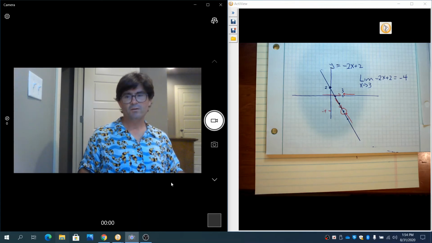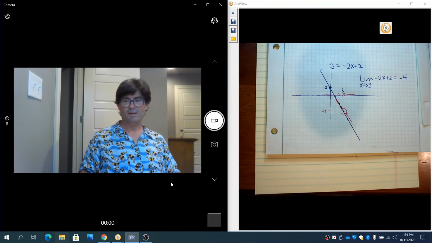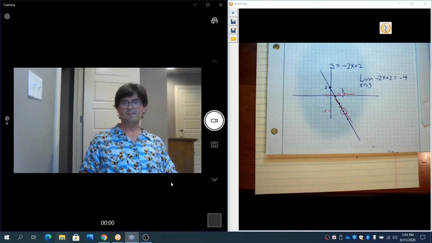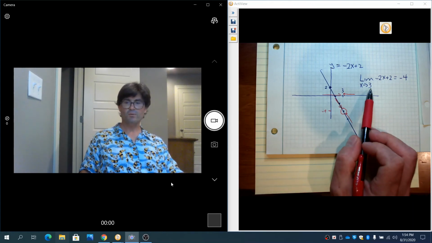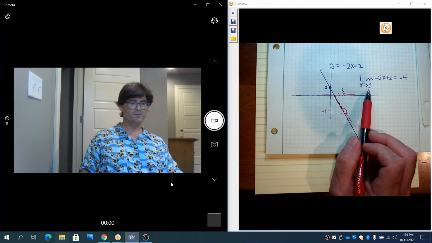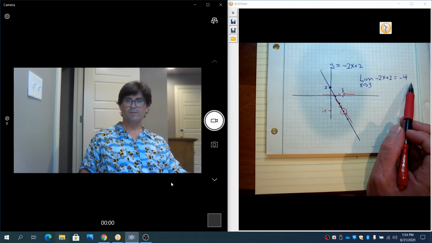In a subsequent video, you'll learn that both sides have to match. That's one thing that's essential for a limit. But for now, I just want you to know that a limit is simply what happens to the y, roughly, when x roughly does fill in the blank. When x roughly gets close to 3, what does y roughly get close to? Negative 4.